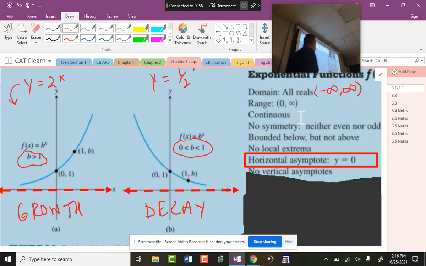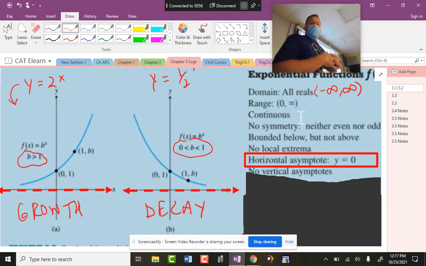There is no symmetry, none of that. It is bounded below, if you want to remember that. There's a boundary below. I was never a big fan of caring about that. No extrema, but we do have that horizontal asymptote, no vertical. So if you want to take a moment to write that, go for it.